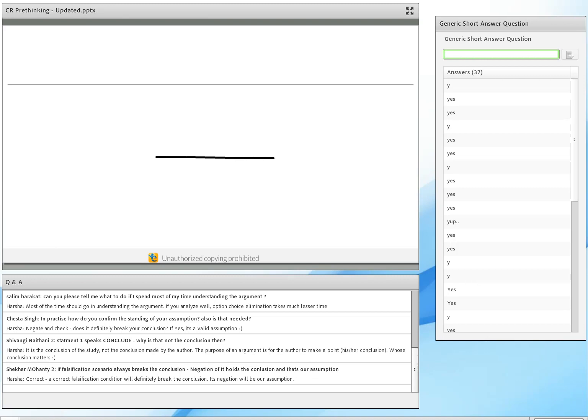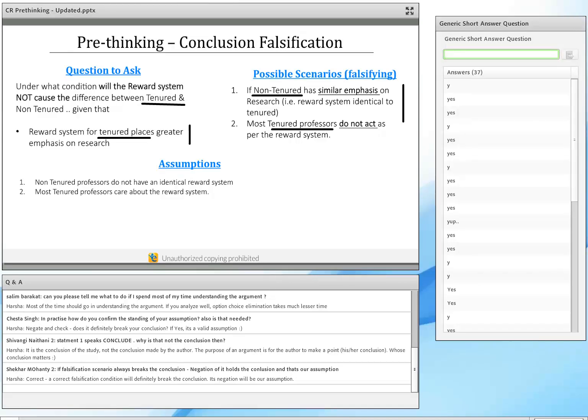So you're saying, what are the two assumptions? There are multiple assumptions. There are about three more assumptions that I can come up with, but the two over here are these ones: that those lecturers who improve student learning don't have an identical reward system, and that the tenured professors, most of them care about the reward system.